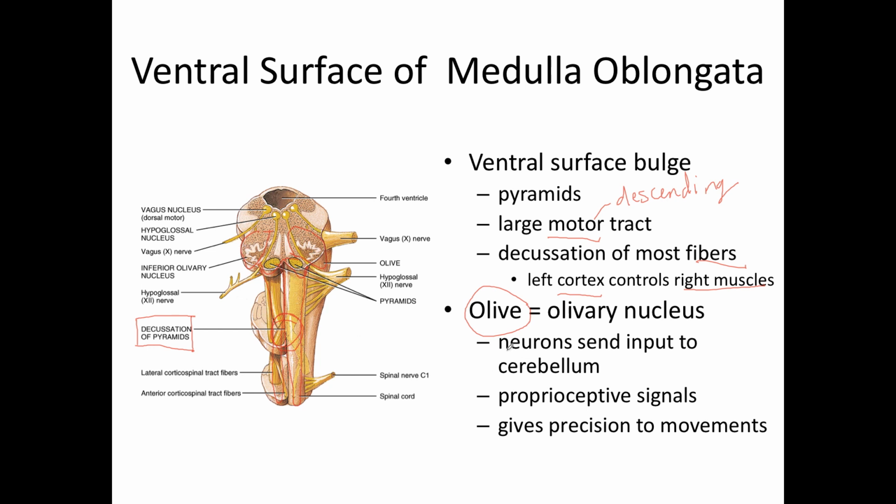These neurons send input to the cerebellum, including proprioceptive signals. So signals from your muscle spindles and from your Golgi tendon organs tell your brain about the position of your limbs and your body in 3-dimensional space. Those signals are sent to the cerebellum, and that allows your brain to compare your intended motion with your actual motion, which helps give precision to your movements.